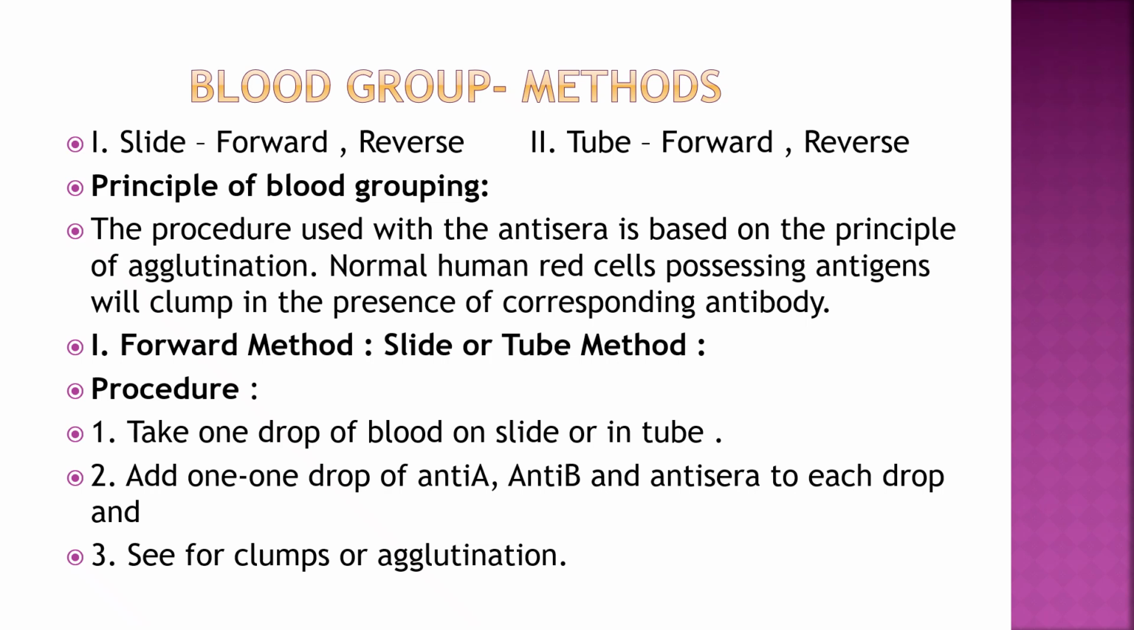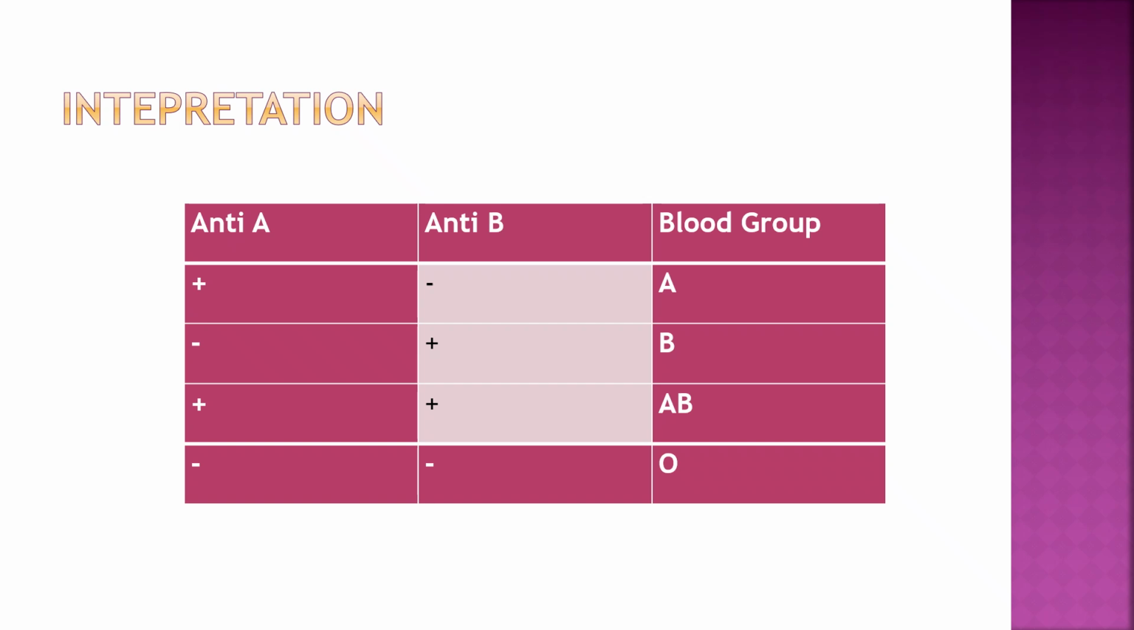Now in short, the principle of blood grouping is when antigen and antisera are mixed together, they form agglutination or clumps, and then we can decide the blood group. In short, the forward method can be done on slide or tube method. You have to take 1 drop of blood and then 1 drop of known antisera, that is anti-A, anti-B, and add these two, wait for 2 minutes and see for the clumps. If clumps are present in anti-A and no clumps are seen in anti-B, then it is A group.